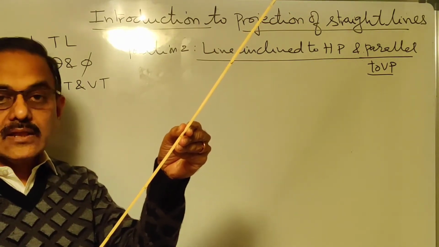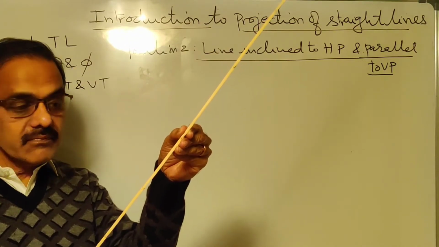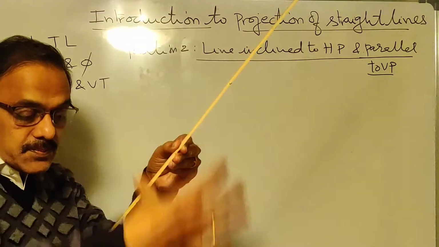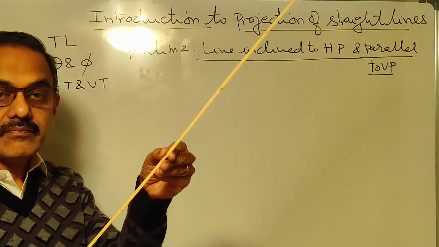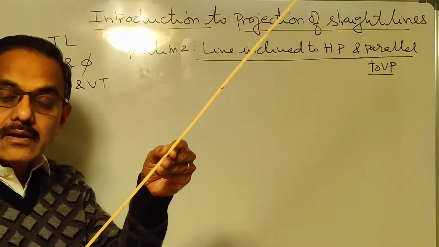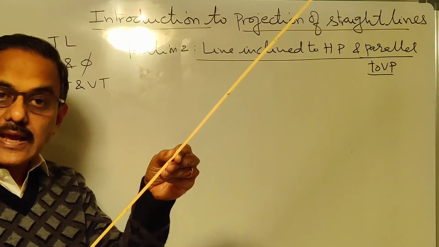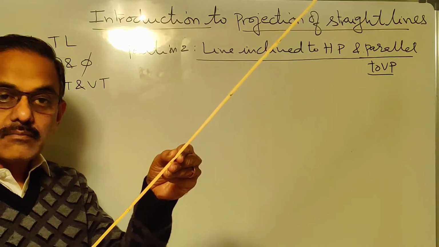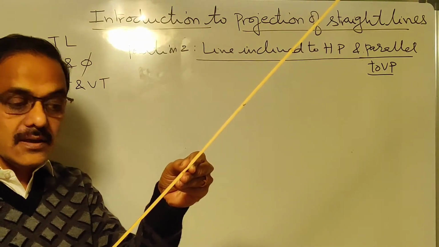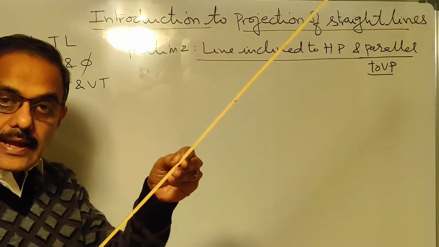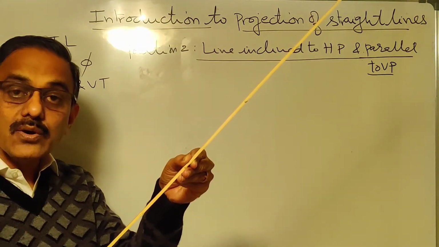Okay, let us obtain the projections of the line now. Imagine that the line is projected onto HP. You get a line on the ground, and that line will be parallel to XY line, is it not? Because the line is kept parallel to VP, when you project it, you get a line on the ground which is parallel to XY line.